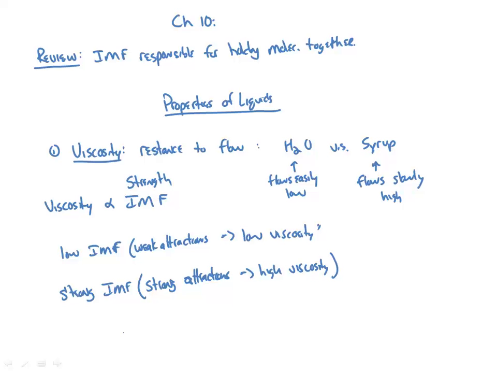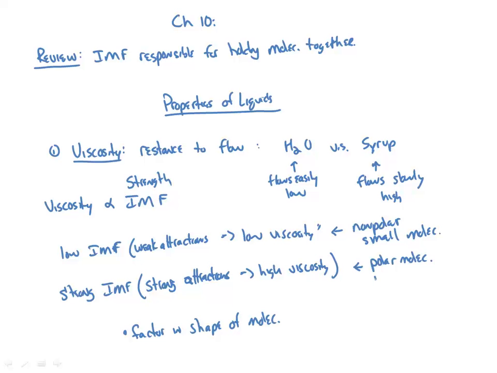Now, we also have to factor in the shape of the molecules, which arguably means it's not very easy to make predictions on the viscosity of things if you don't know the shapes of molecules. And really, for most molecules, we don't know it. So what we're going to say is that things that have low viscosity generally tend to be nonpolar and very small molecules, and things with high viscosity tend to be polar molecules and tend to be large molecules.